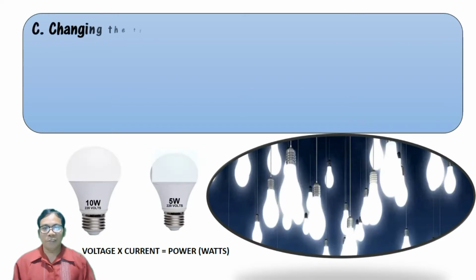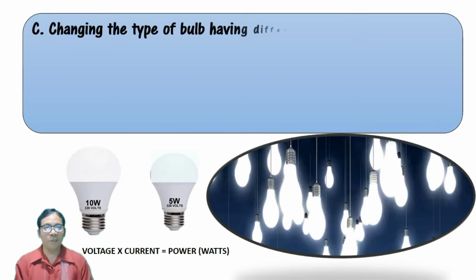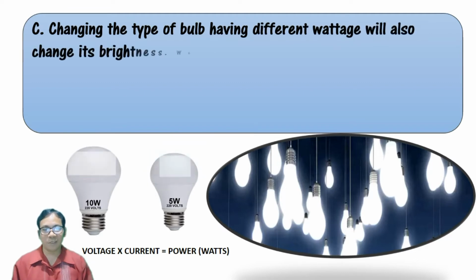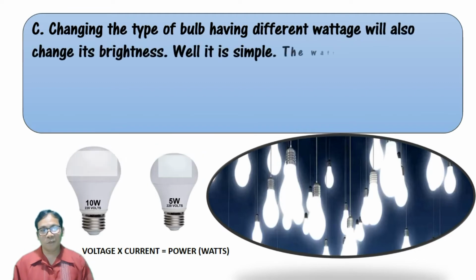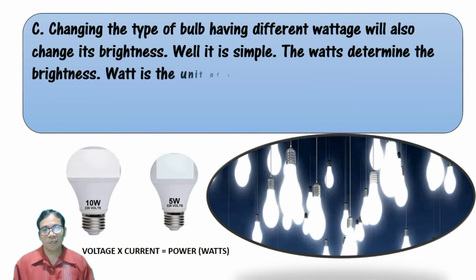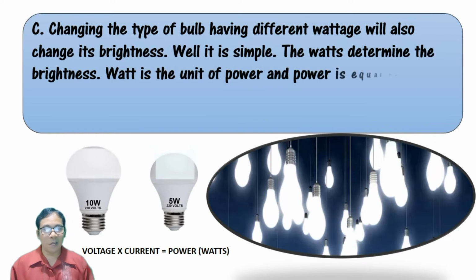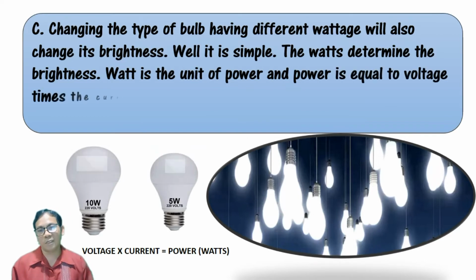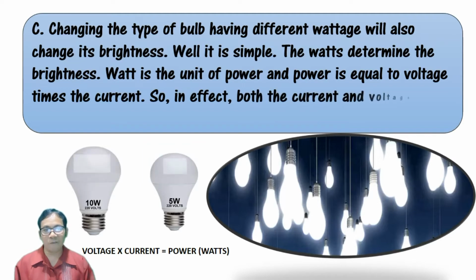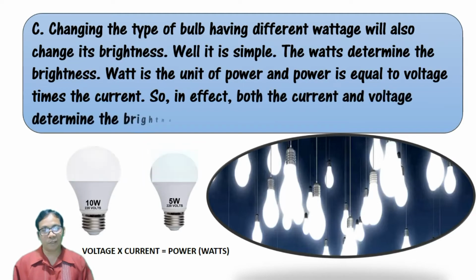C. Changing the type of bulb having different wattage will also change its brightness. Well, it is simple. The watts determine the brightness. Watts is the unit of power, and power is equal to voltage times the current. So in effect, both the current and voltage determine the brightness.